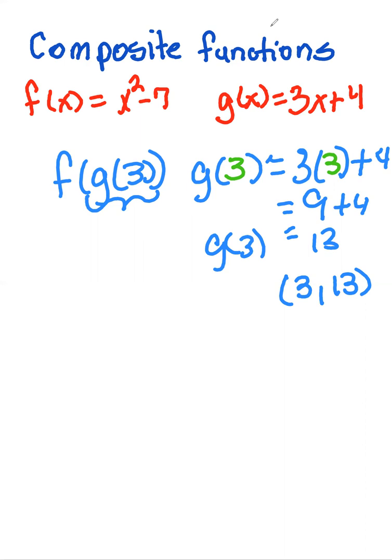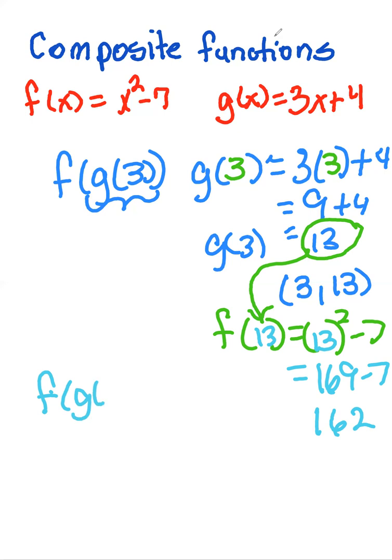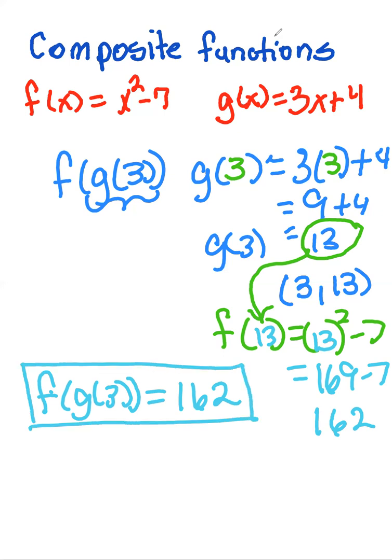Now I'm going to need f of something equals something squared minus 7, and it says take this and input it into my f function. So that's going to input a 13 and a 13. So 13 squared would be 169, minus 7 is going to be 162. So my composite function f of g of 3 would equal 162, and I found the value of my composite function.